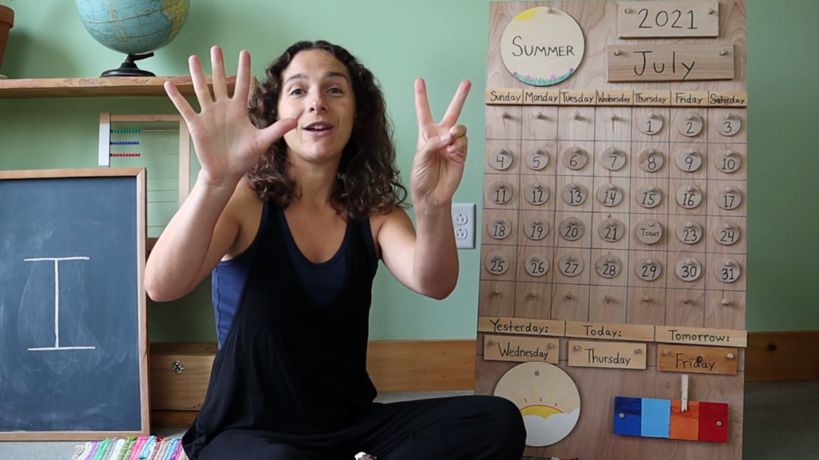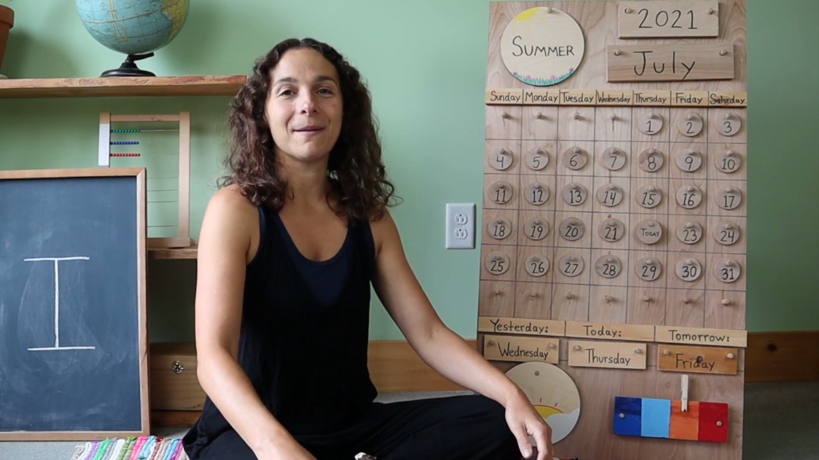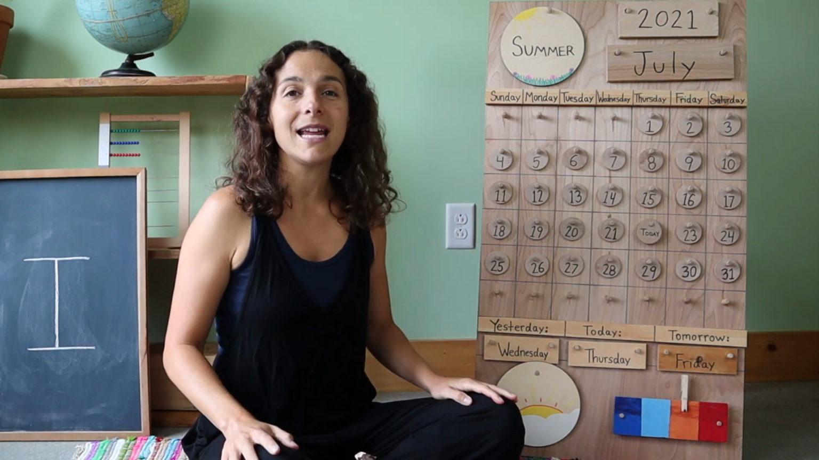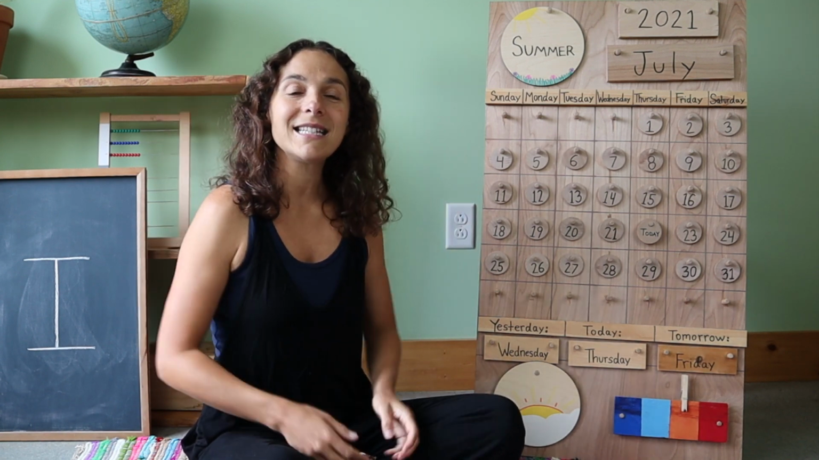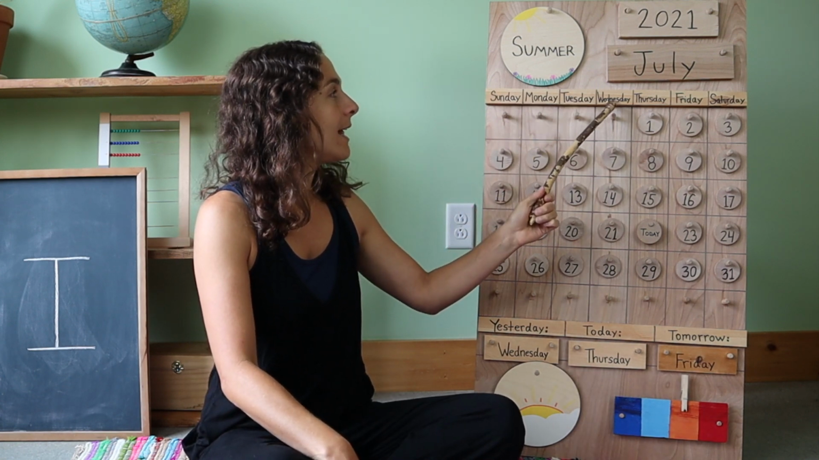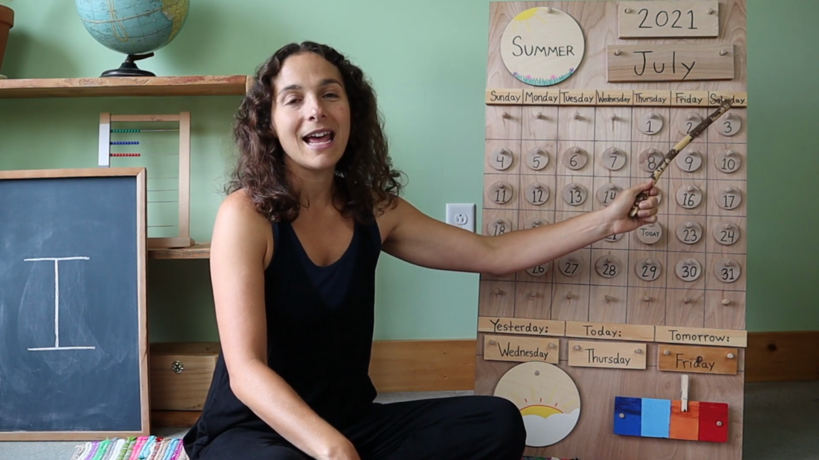Let's hold up 7 fingers for the Days of the Week song, and if you know the words, you can sing along with me. There are 7 days, there are 7 days, there are 7 days in a week. Sunday, Monday, Tuesday, Wednesday, Thursday, Friday, Saturday.